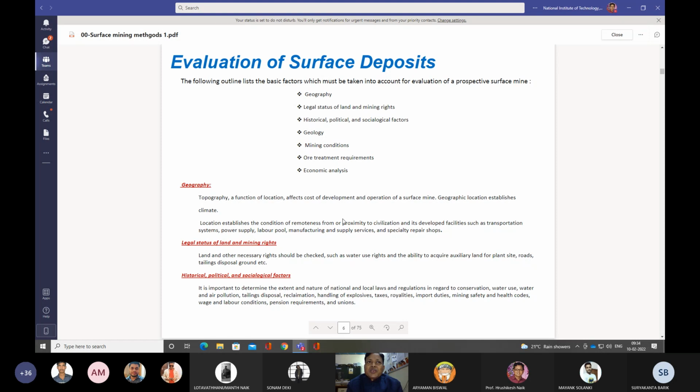Therefore, the location establishes the condition of remoteness from or proximity to civilization and its developed facilities, such as roads, railway lines, power supply, labor force, manufacturing of equipment, and supply services and repair shops. So this is about the geographical location of the mineral deposit, which is to be evaluated before the start of mining activity. Then the second is the legal status of land and mining rights.